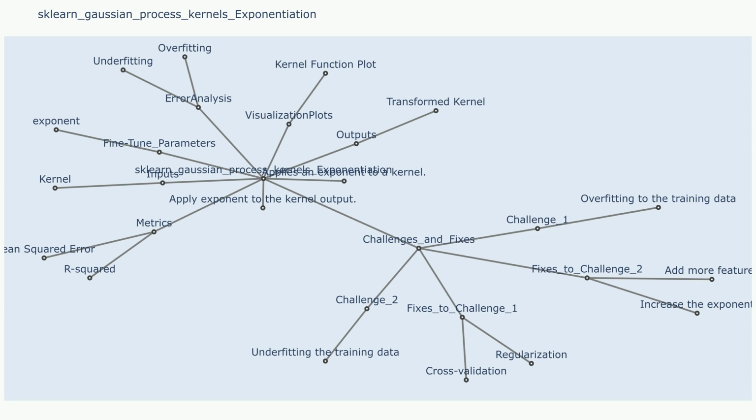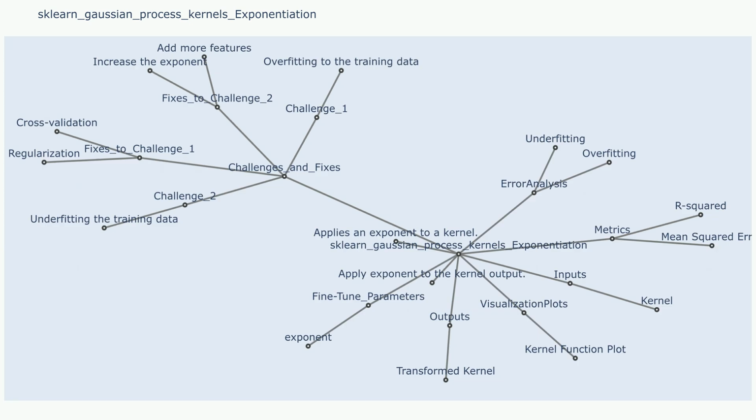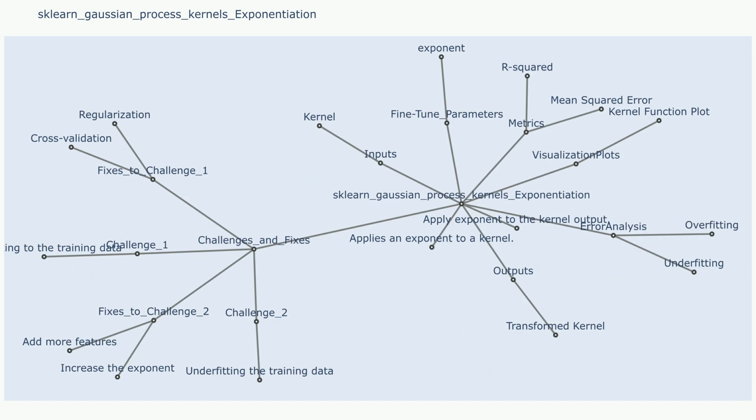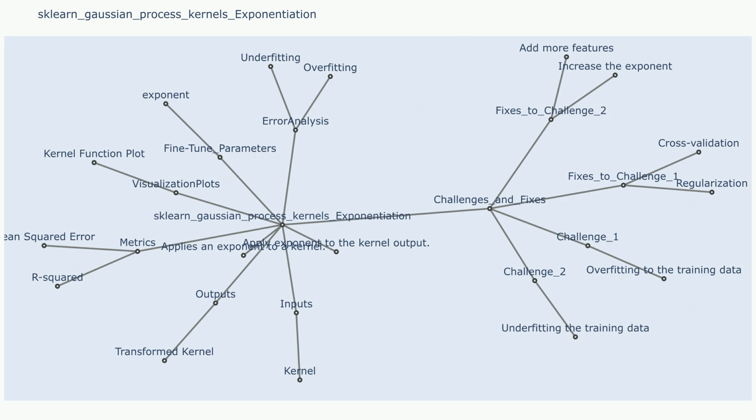Description. Kernel: the kernel to be exponentiated. This could be any of the kernels provided by scikit-learn, such as the RBF kernel, the Matern kernel, or the rational quadratic kernel. Exponent: the exponent to which the kernel is raised. This value should be a positive number. Exponentiated kernel: the kernel after being raised to the specified exponent.